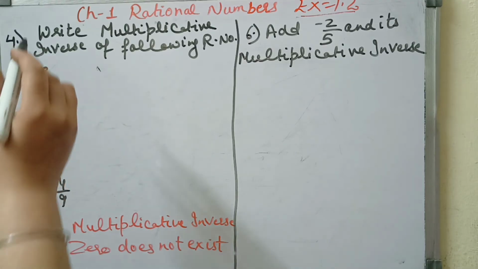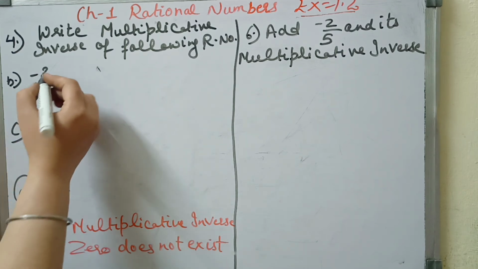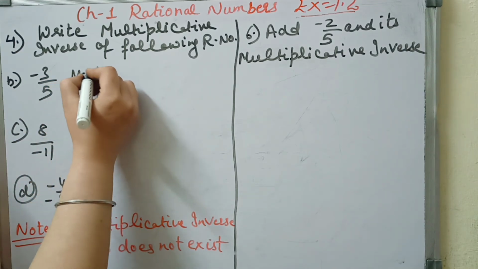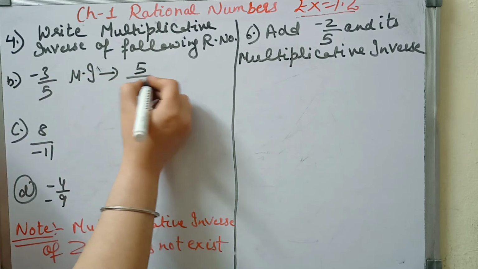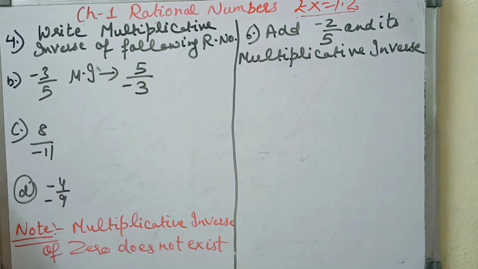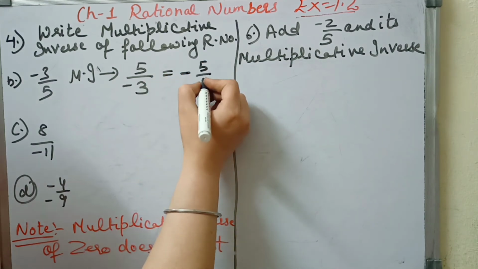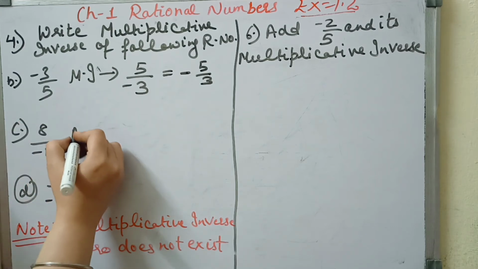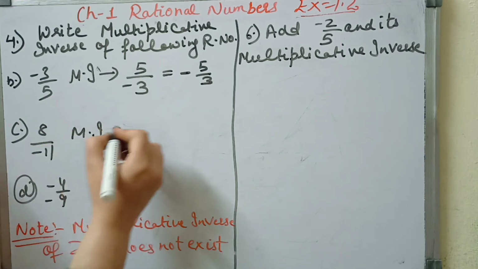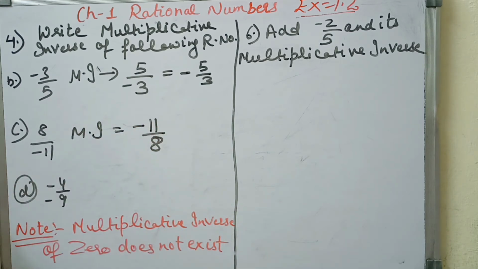Sum is write the multiplicative inverse of the following rational numbers. And the part B is minus 3 over 5. Multiplicative inverse means reciprocal of the number. So its multiplicative inverse is 5 over minus 3. Or you can simply write it, put the sign minus in front of the number and we can write it minus 5 over 3. What is the multiplicative inverse of 8 over minus 11? Its multiplicative inverse is minus 11 over 8.